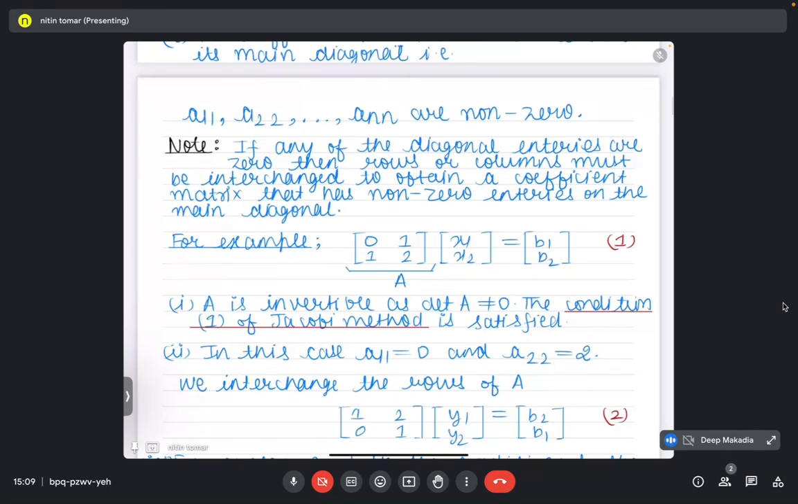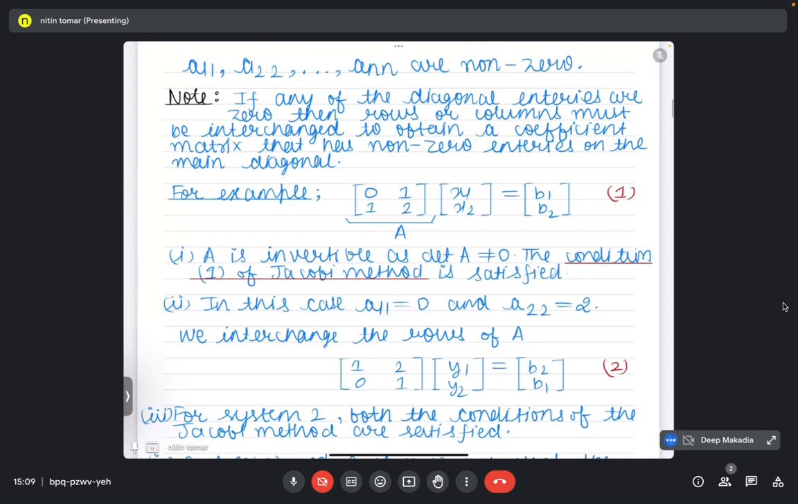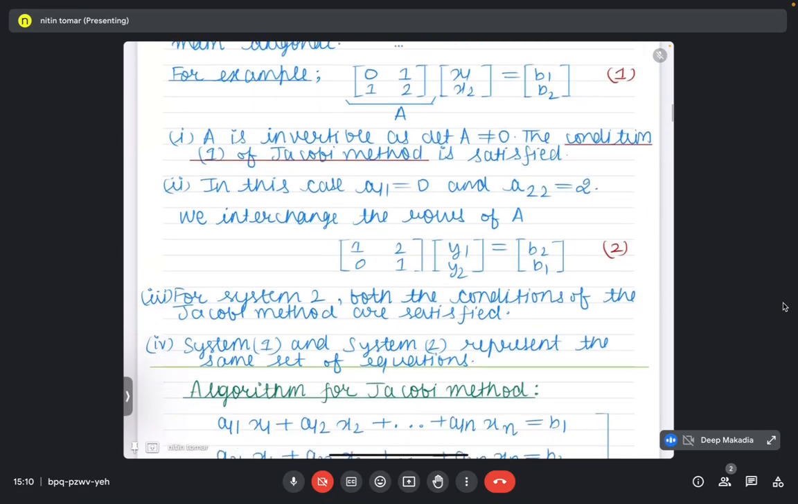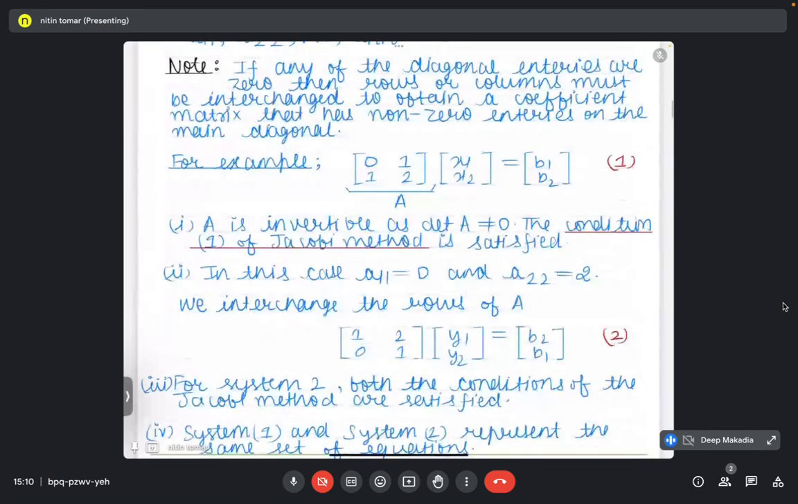So the first condition of the Jacobi method is satisfied. However, in this case, A11 is 0 and A22 is 2. So what we can do is interchange the rows of A. When we interchange the rows of A, we have to interchange the rows of b, the right hand side vector, also, to preserve the system. So the new system is given in equation number 2, and it is as follows: 1 2, 0 1, y1, y2, then b2, b1.